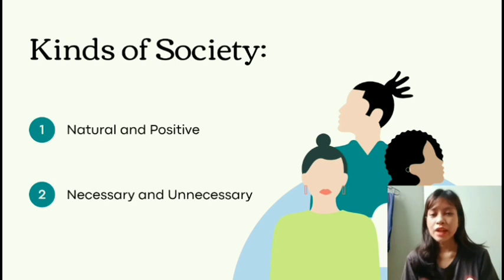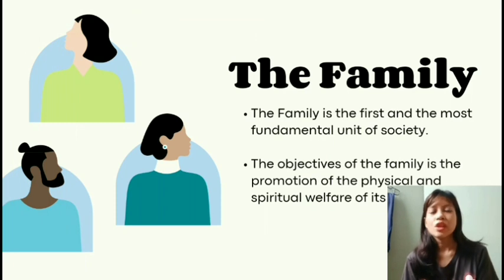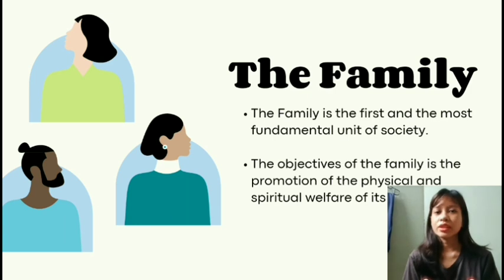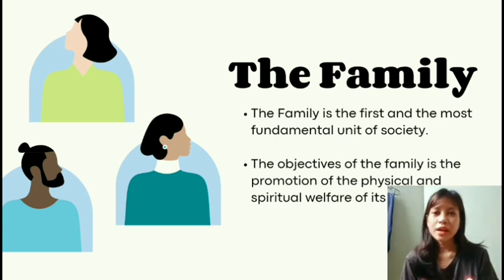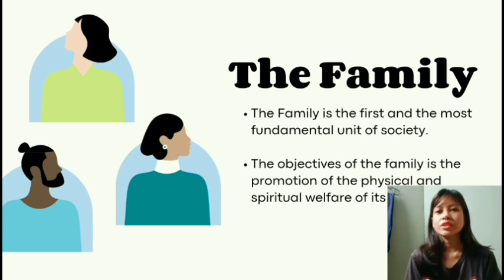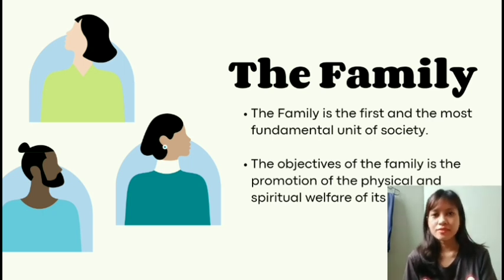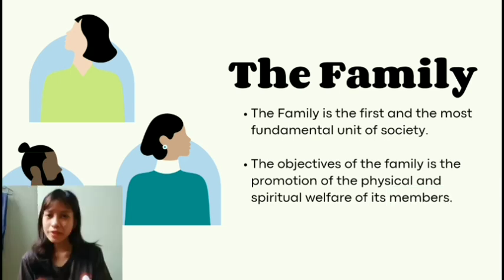Now, let's proceed to the basic but the most fundamental unit of society, which is the family. So, as mentioned earlier, the family is part of a natural society and it is also necessary. It is made up of a father, a mother, and their children as well as the relatives. A family springs from the conjugal love between two people and is sustained by the efforts to gain their objectives. So what are the objectives of a family? The objective is to promote the physical and spiritual welfare of every member that makes it up.